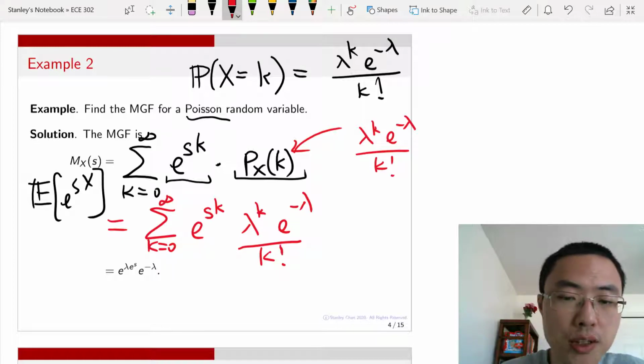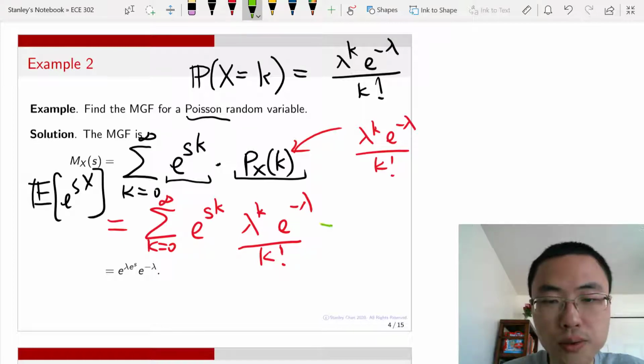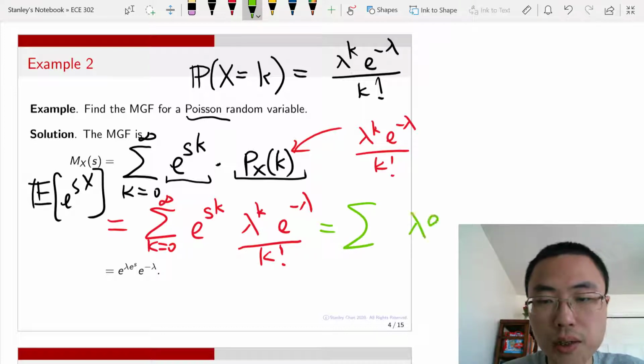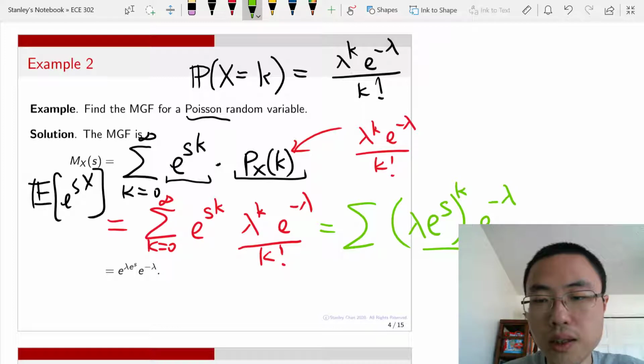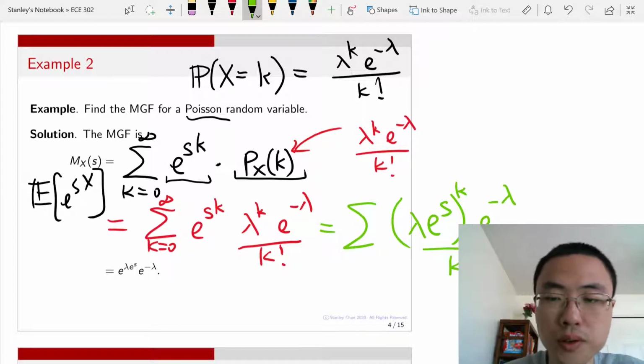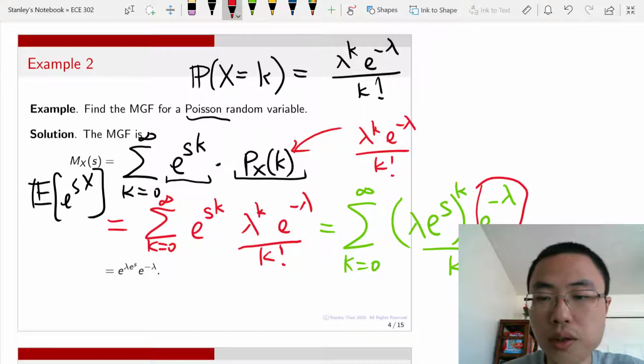So it looks complicated, but actually we can do some simplification. So I can group the terms as lambda times e to the power s, and I can take the power to k, and then I have e to the minus lambda, and then I have k factorial. Alright, so here you have k equals to 0, and then you have infinity. So you ask, what is this? Well, I can ignore the e to the minus lambda term because this has nothing to do with my summation over k.